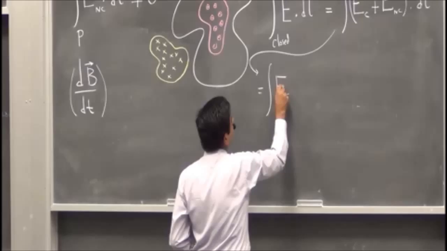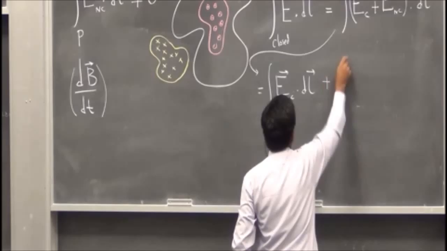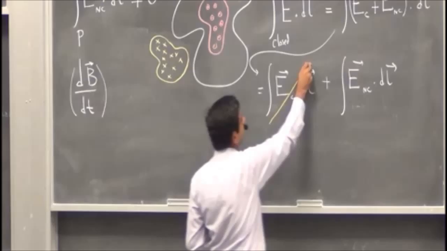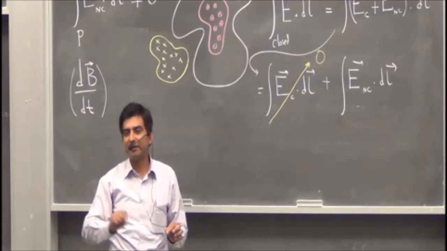Okay. Now, if I go here, what is EC dotted with DL? This dot product can be decomposed into EC dotted with DL and non-coulombic electric fields dotted with DL. What is this quantity equal to? Zero. It has to be zero.